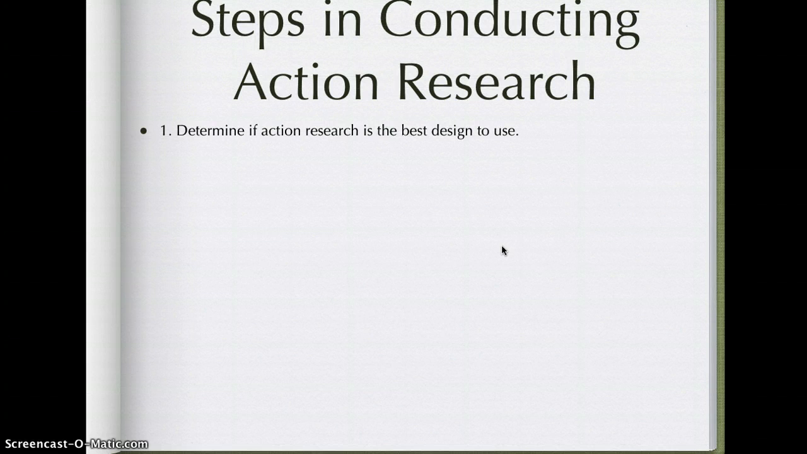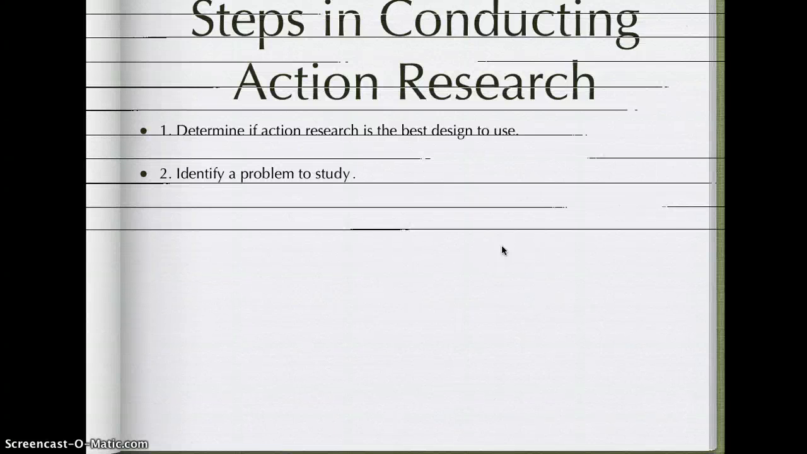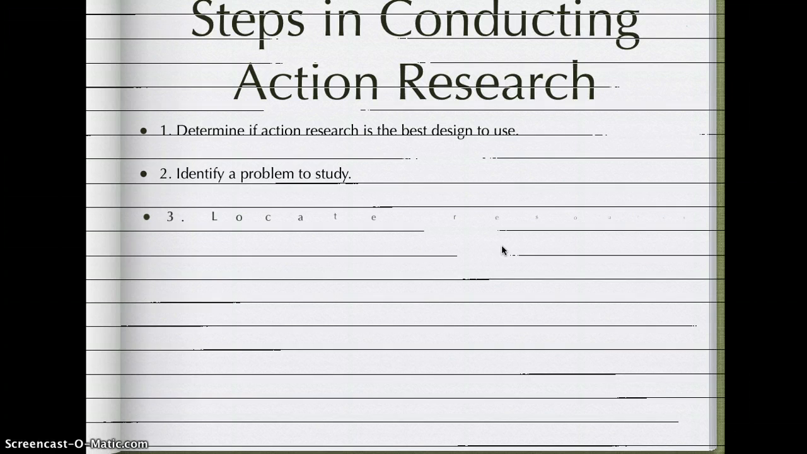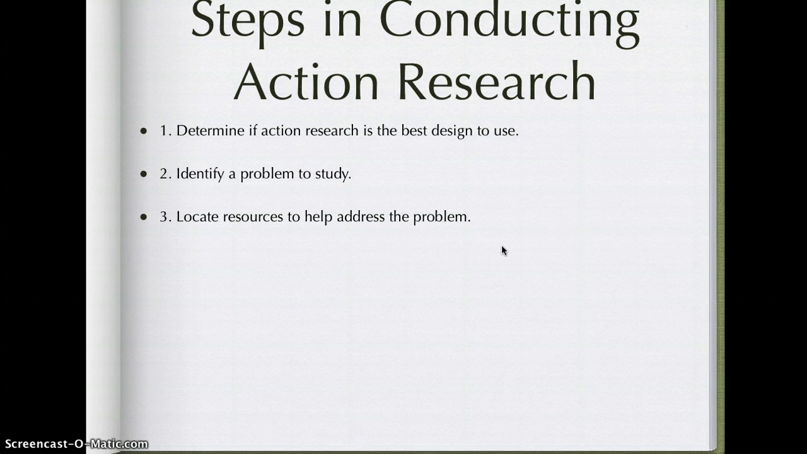There are 8 major steps in conducting action research. The first step is to determine if action research is really the best design to use. Again, it usually has to do with a local issue of some type, an issue within the classroom that action can be taken to improve. Number 2 is that it needs to identify a problem to study. If there is no focus or problem or purpose, then the action research tends to be very difficult and a little bit scattered. Number 3 is to locate resources to help address the problem.